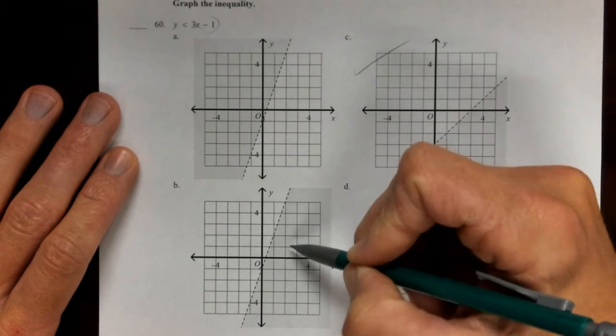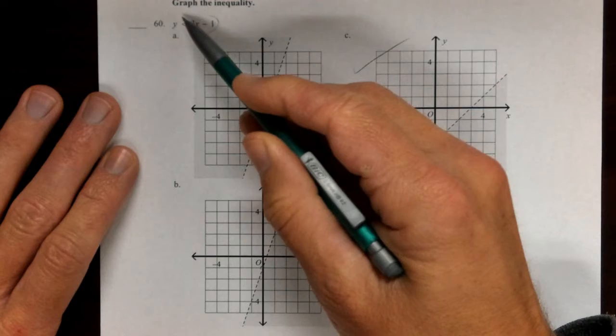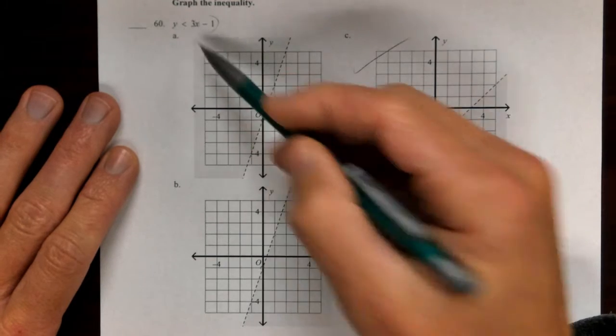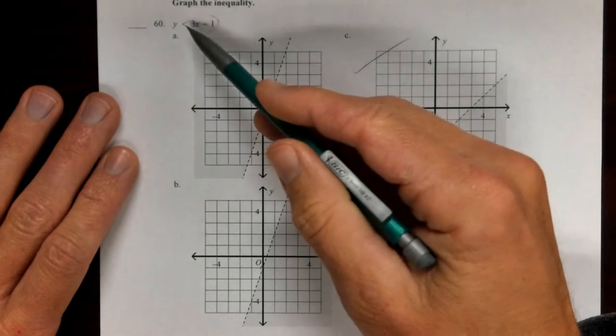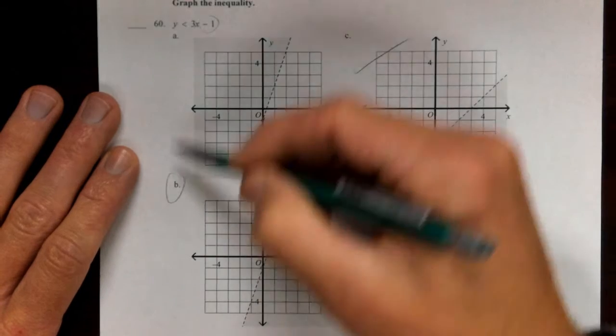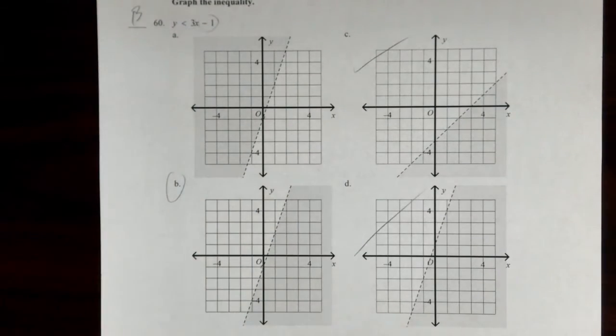All right, let's figure out whether it's a solid or dashed line. That is not equal to, so there is not a line underneath. It's a dashed line. It's also less than, it means we're shading below, so B is your answer.